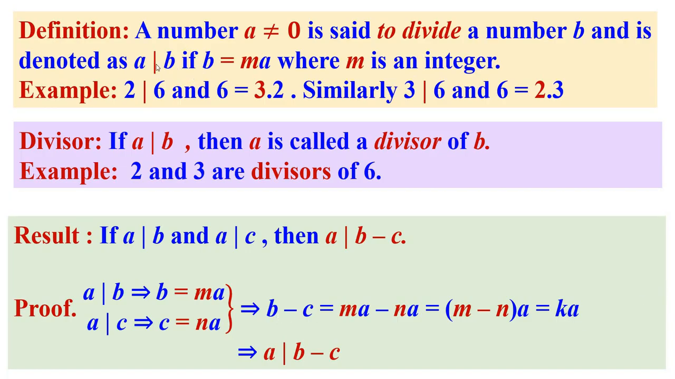So the definition always holds in both ways. Whenever you have a dividing b, you can write b as m times a. And whenever b is m times a, then this a must divide b. So the definition means you can go from here to there and from there to here. So you have b minus c to be k times a, which means a must divide b minus c. So that is what is written here.